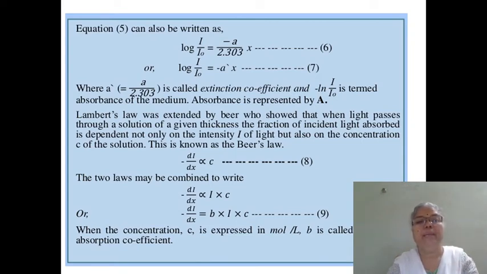Mathematically we can write the Beer's law equation as minus di by dx proportional to concentration as well as thickness of the absorbing medium, and by combining the two laws we can write minus di by dx proportional to I into C, or minus di by dx equal to B into I into C. When the concentration C is expressed in moles per liter, then B is called the molar absorption coefficient.